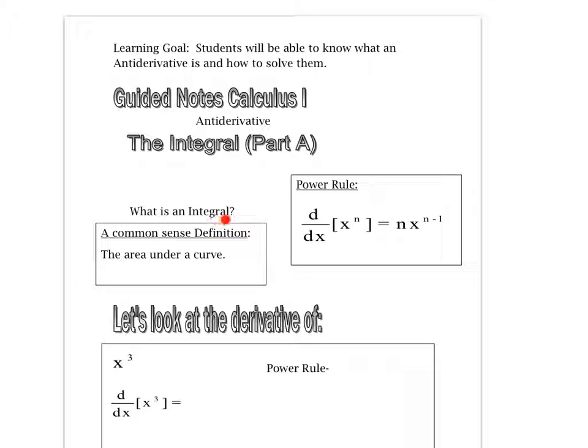But remember, the common sense definition of an integral, which we've talked about already, is just simply the area underneath the curve. In order to introduce the antiderivative, we're going to do a little bit of review of the derivative, and it's going to seem pretty basic.